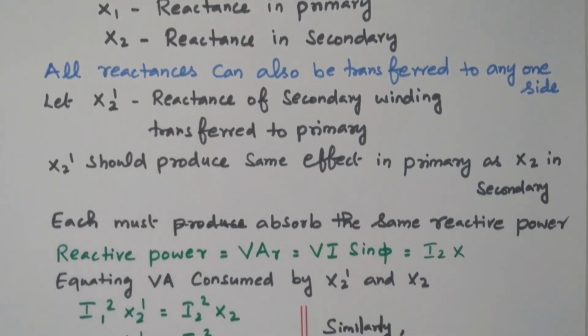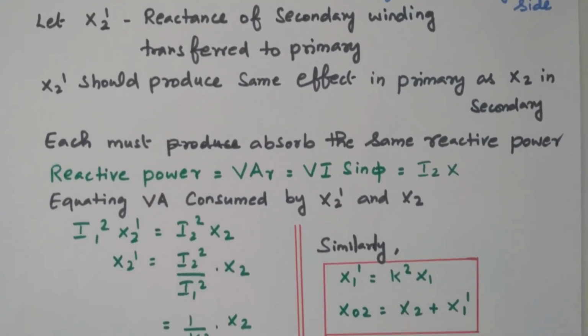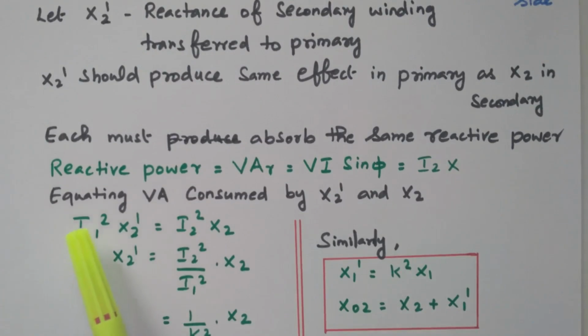So each must have the same reactive power. What is the reactive power? It is nothing but VAR, that is VI sin phi, which is I² into X, current into reactance. So equating the VA consumed by X2 dash and X2: I1² X2 dash equals I2² into X2. This is the original one on the secondary, I2² X2.